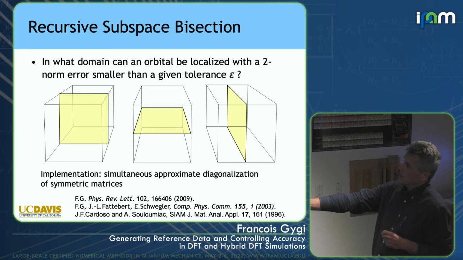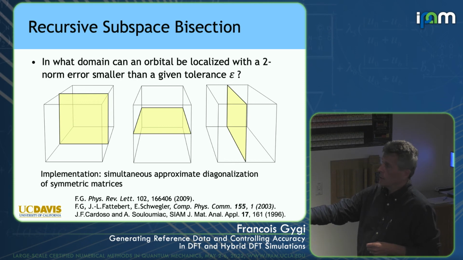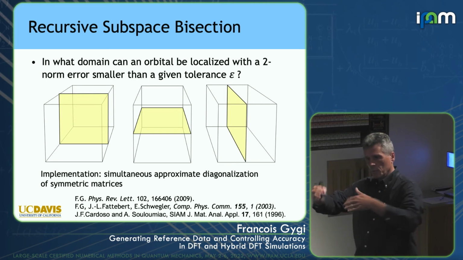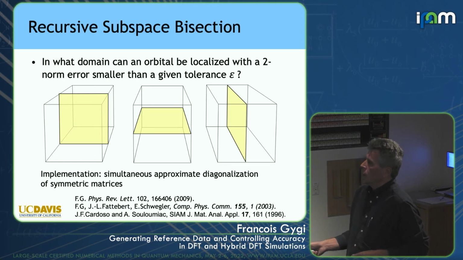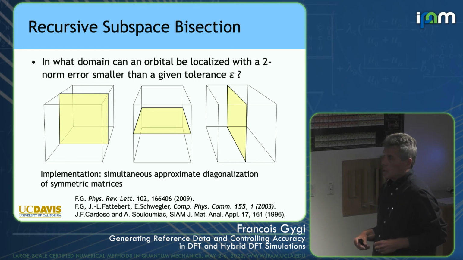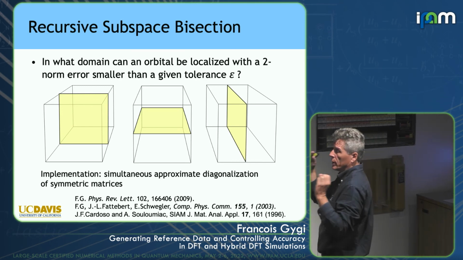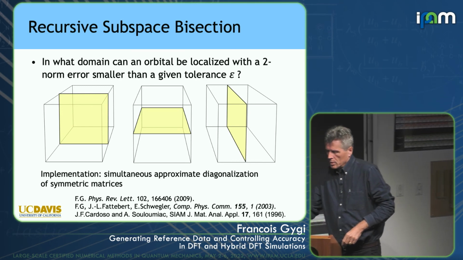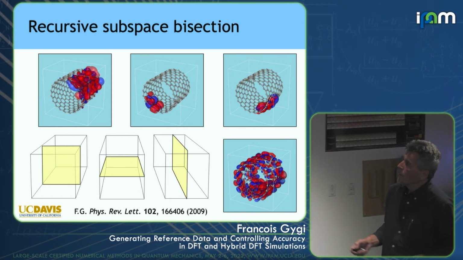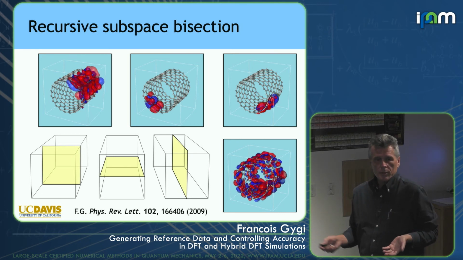So here we take the approach where we first define the domain in which we're going to be localizing things. We do that by just cutting our domain in all directions and then subcutting the subdomains and so on. And we find that, also using a simultaneous approximate diagonalization, we can find which linear combinations of orbitals localize best in these domains. Just to summarize the way it looks, this is what happens if you take, for instance, a carbon nanotube. Those are the localized orbitals that come out of such a calculation.